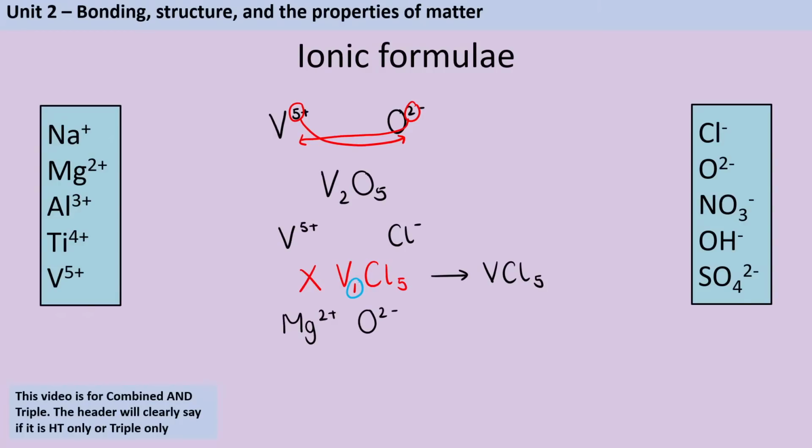And then the other reason is a situation like this. Based on that crossover method, you would think it should be Mg2O2, but it's not, because the whole point of this ionic compound formula is it's the simplest possible ratio. And 2 to 2 is not the simplest possible ratio. It should be 1 to 1. So we're going to have MgO. So I would say that crossover method is really useful to have in your back pocket, particularly if you're panicking in the exam. But just bear in mind that what you're actually going for is the simplest possible ratio, and you're never going to write the number 1.